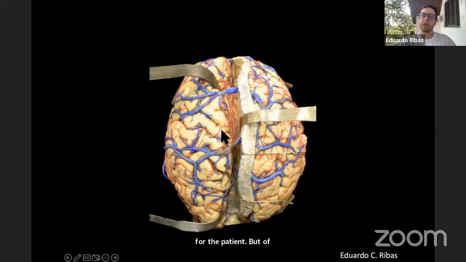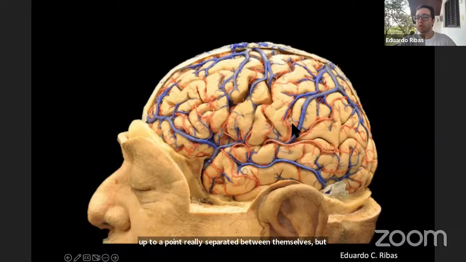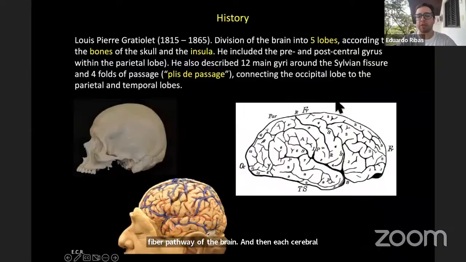So understand the cerebral hemispheres are, up to a point, really separated between themselves, but just connected by the corpus callosum. This is the major commissural fiber pathway of the brain. And then how will we divide each cerebral hemisphere? Louis-Pierre Gratiolet came with this idea of subdividing the cerebral hemisphere into different lobes. So he put 5 different lobes.